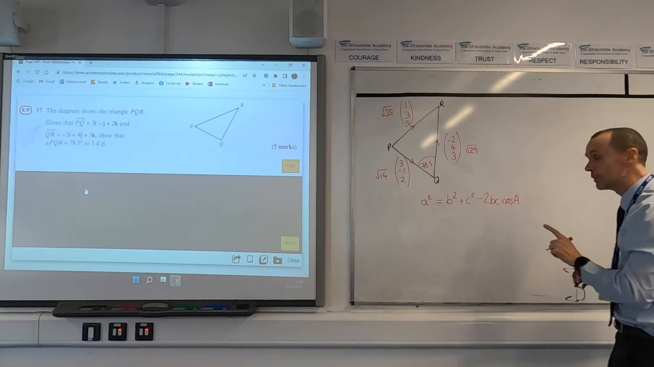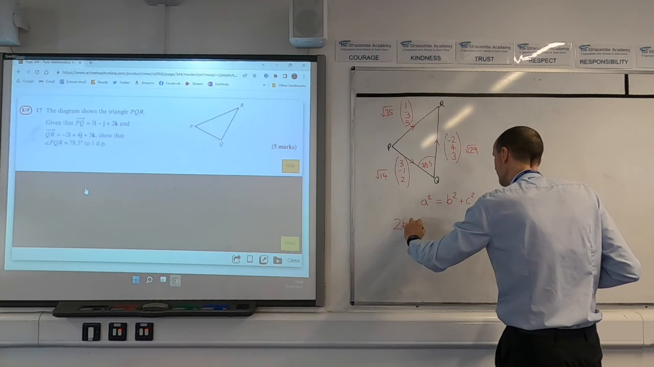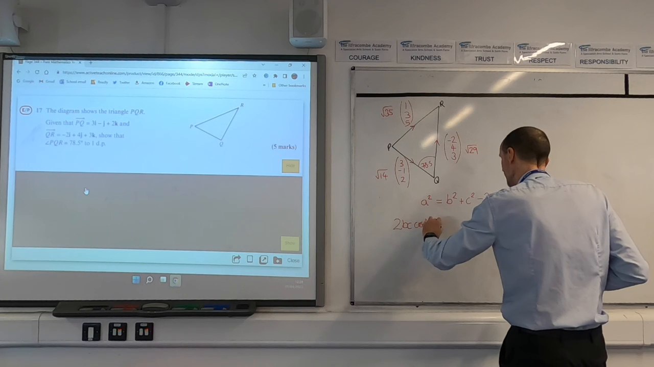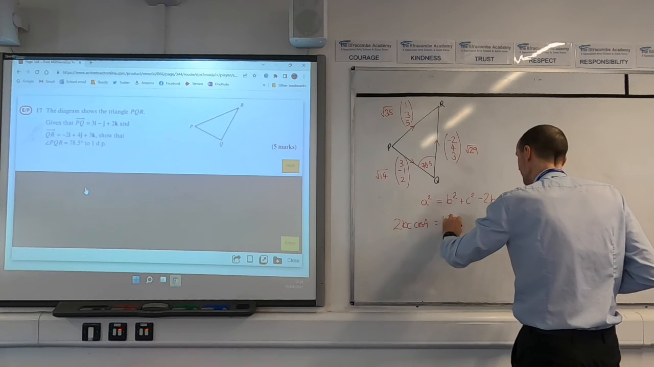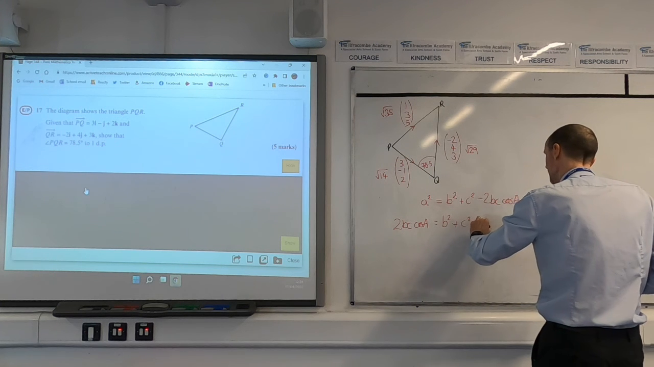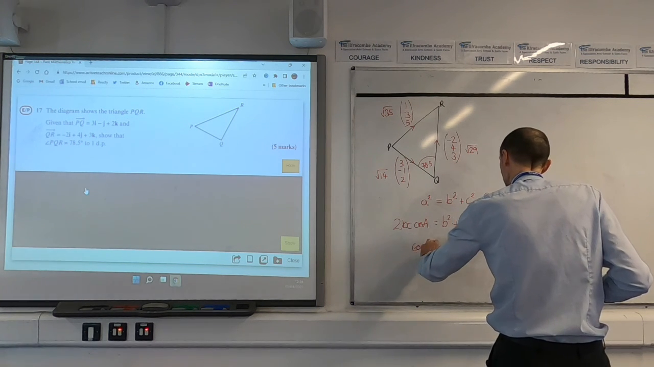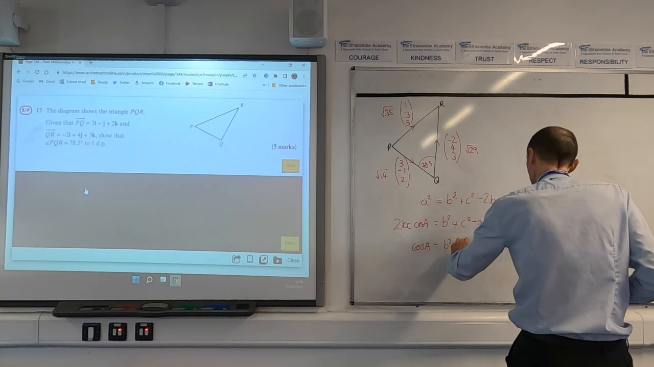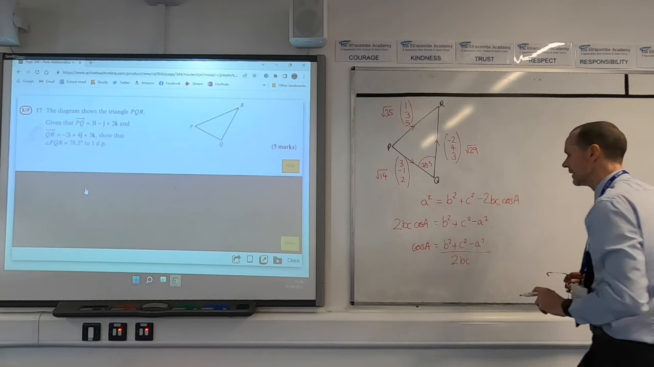I can rearrange that to work out an angle. So if I add 2bc cos A to both sides, that's one term, so I add it, and take a squared from both sides. I get that, and then cos A is b squared plus c squared minus a squared over 2bc.